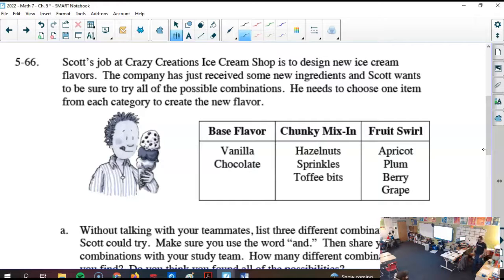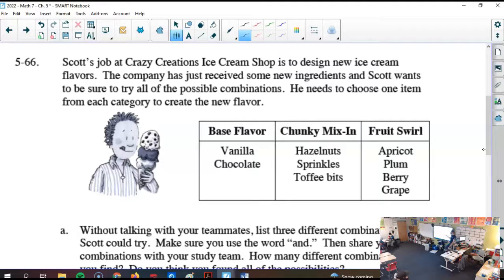So, our task here is to help Scott figure out how many new flavors we can make if we have been given vanilla and chocolate ice cream to work with, hazelnut, sprinkles and toffee bits to mix in, and then apricot, plum, berry, and grape to swirl in. Now, here's our rules, though. We have to use each of these things. There's no skipping one of them because those things already exist, right? We're trying to make new stuff.